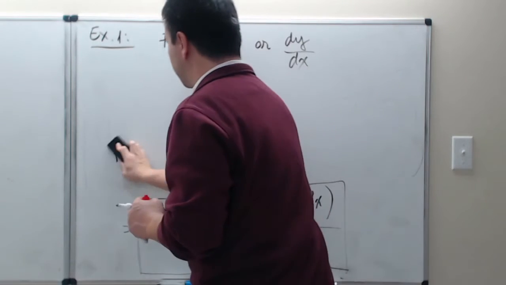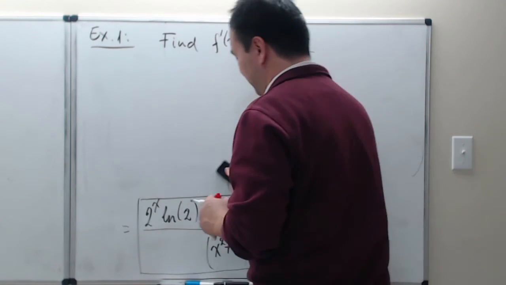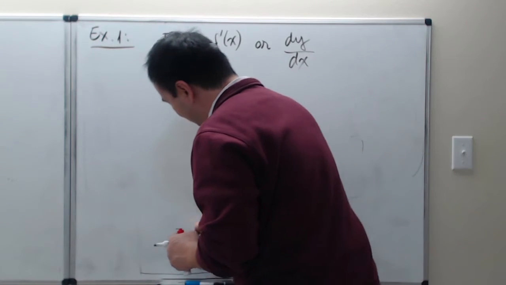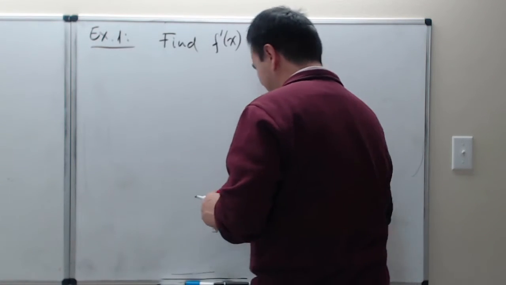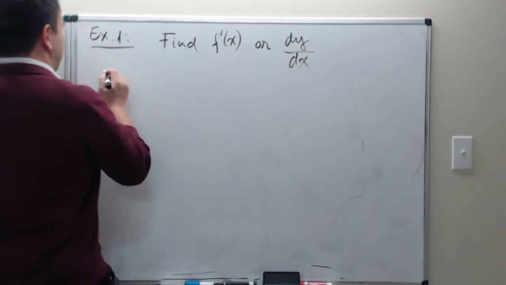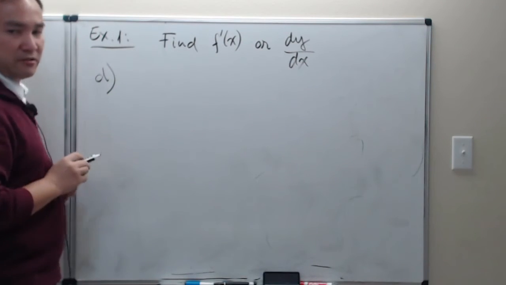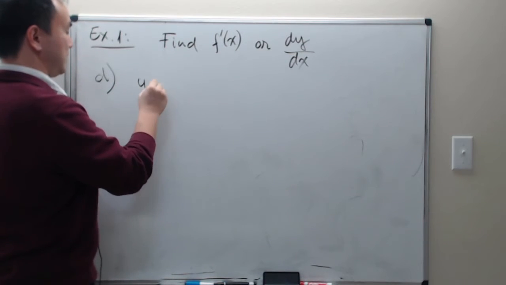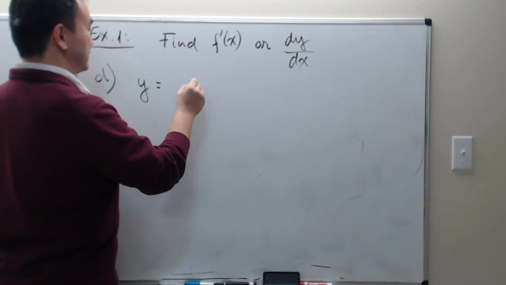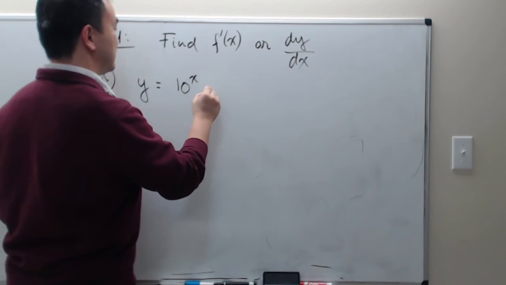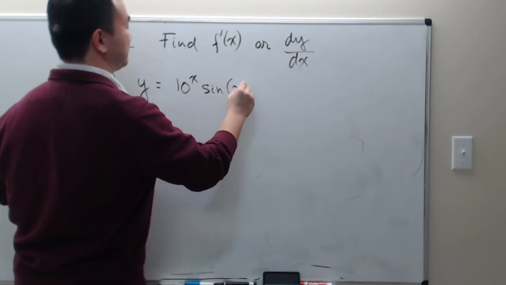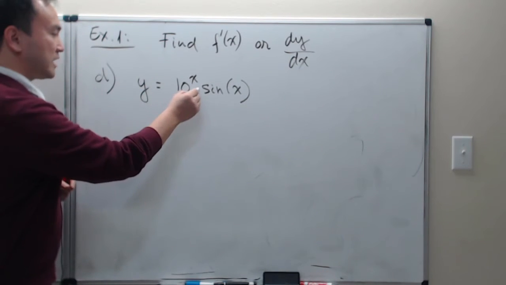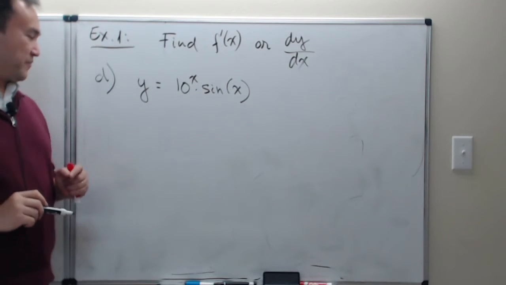And let's now look at another problem in our example 1. So problem D of our example 1. So we can have, how about y as a function, 10 to the x times sine of x. We're looking at an exponential function being in product with a trig function.